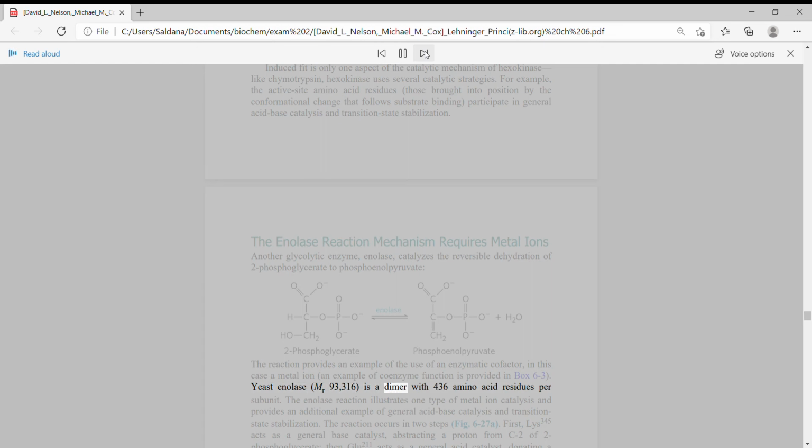93316, is a dimer with 436 amino acid residues per subunit. The enolase reaction illustrates one type of metal ion catalysis, and provides an additional example of general acid-base catalysis and transition state stabilization. The reaction occurs in 2 steps, Fig. 6-27a. First, Lys 345 acts as a general base catalyst, abstracting a proton from C2 of 2-phosphoglycerate, then Glu 211 acts as a general acid catalyst, donating a proton to the OH leaving group.